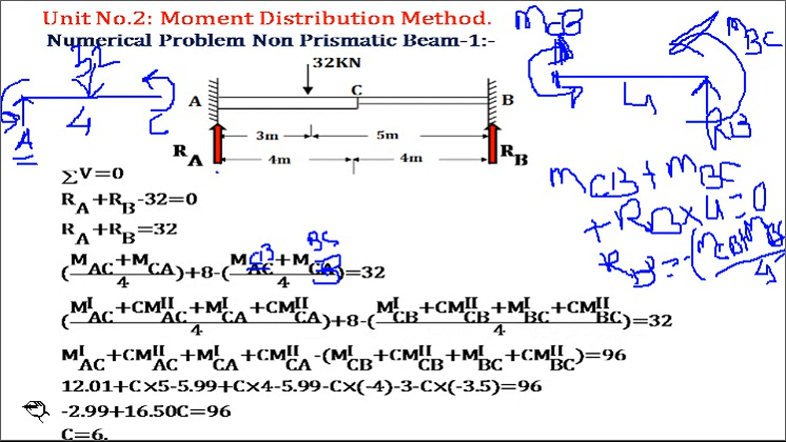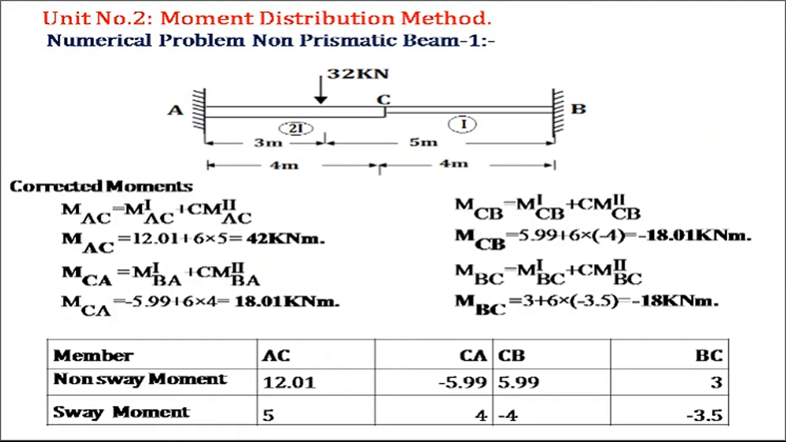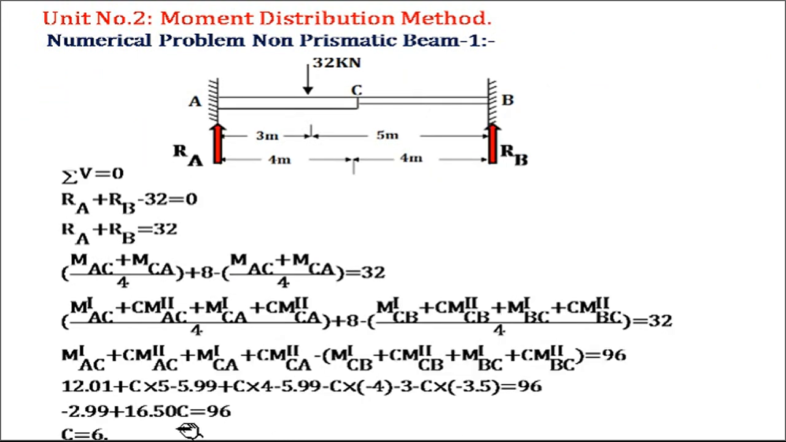If we rearrange the terms and put the value of M AC, that is moment due to the sway analysis in member AC, which we have already found out, we'll get the value of C, that is 6. Now the next step is to find out the correct end moment. Now we know the value of C. The value of C is 6.